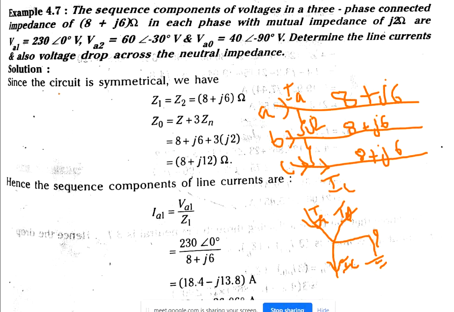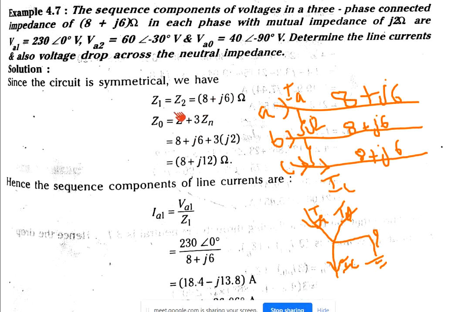So how will we find them? Since the circuit is symmetrical, the positive sequence impedance and negative sequence impedance will be equal. So Z1 equals Z2. Z1 is the given impedance 8 plus J6, and similarly the negative sequence impedance is also 8 plus J6.